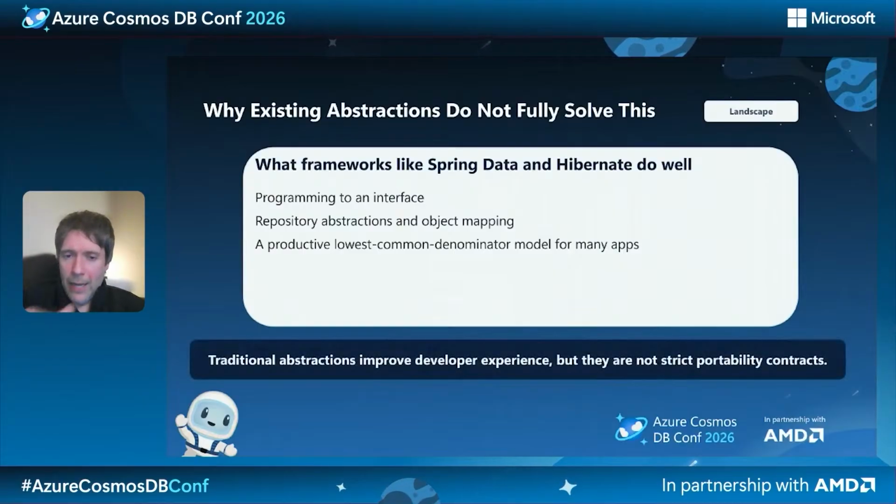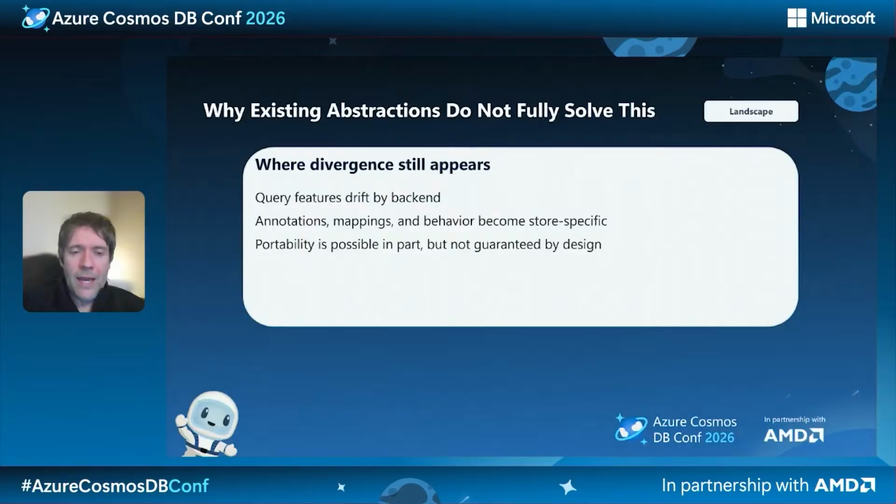The problem with this is that they're not based strictly on portability contracts. This is a side effect of developing an abstraction that is meant to simplify development on many different databases, rather than it being the core design goal. So what you get over time is a divergence still appearing. You still get query features drifting by backend, annotations and mappings, code level changes that you need to apply, even though more or less things tend to be very similar. So portability is sort of possible in part, but it's not guaranteed by design.